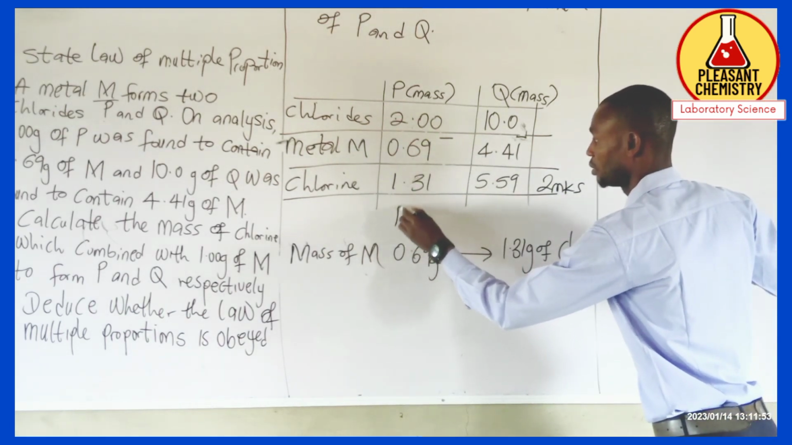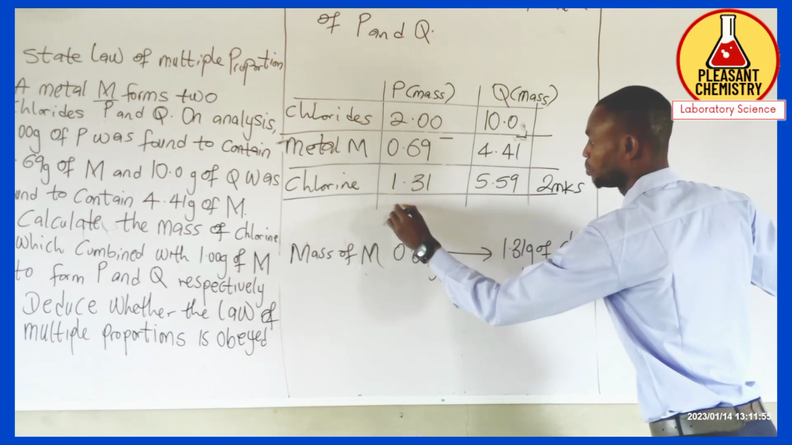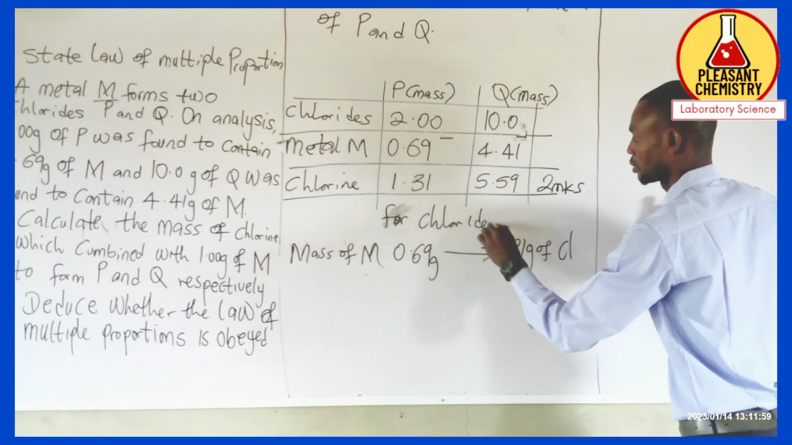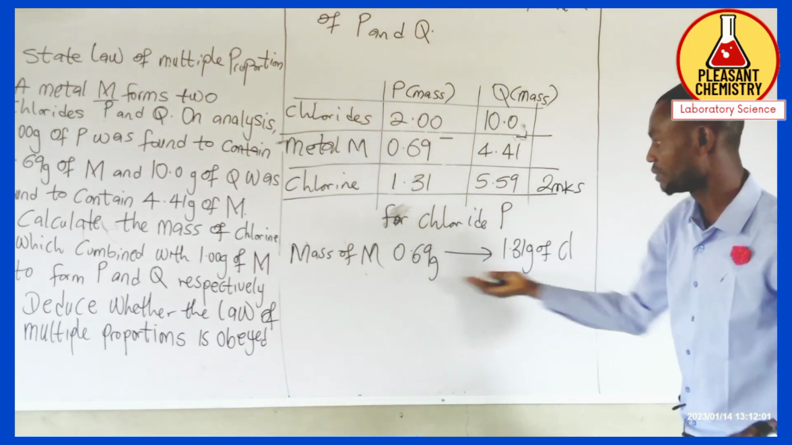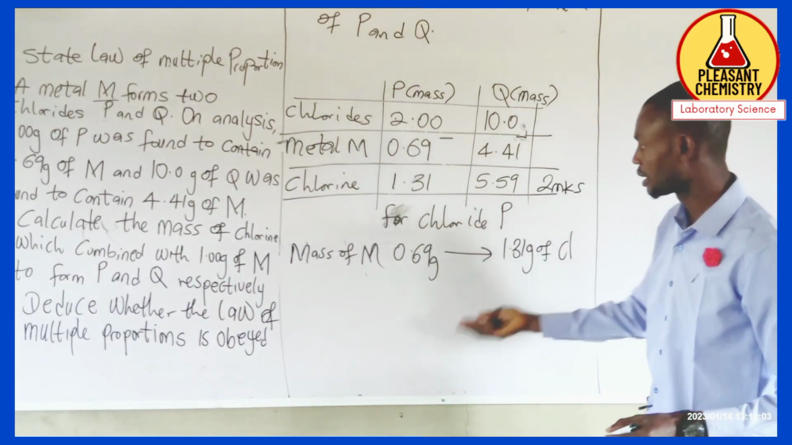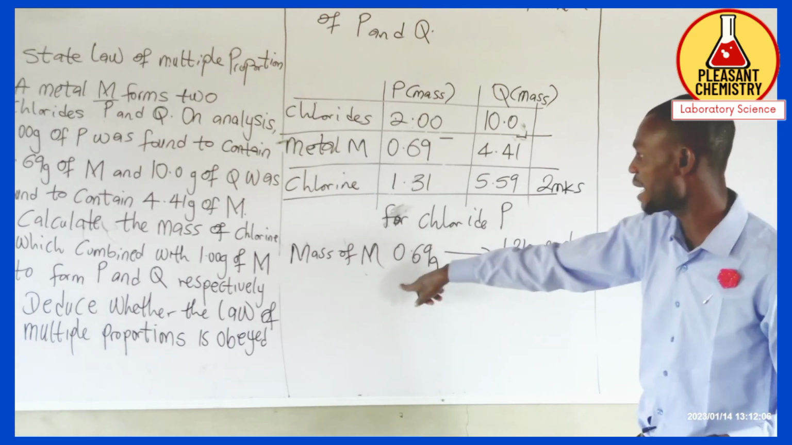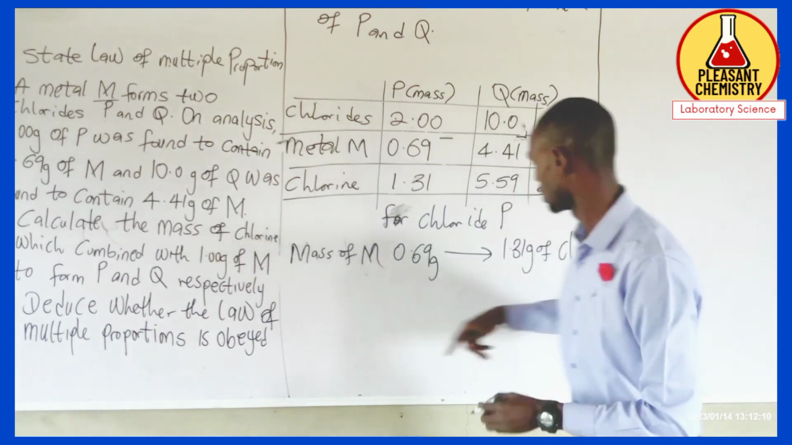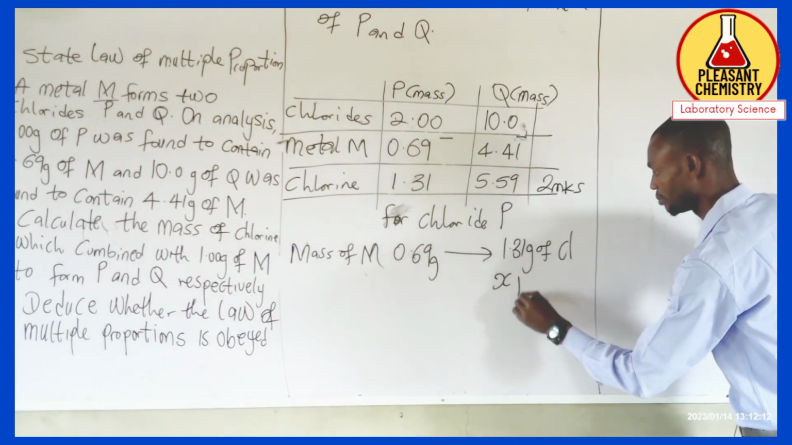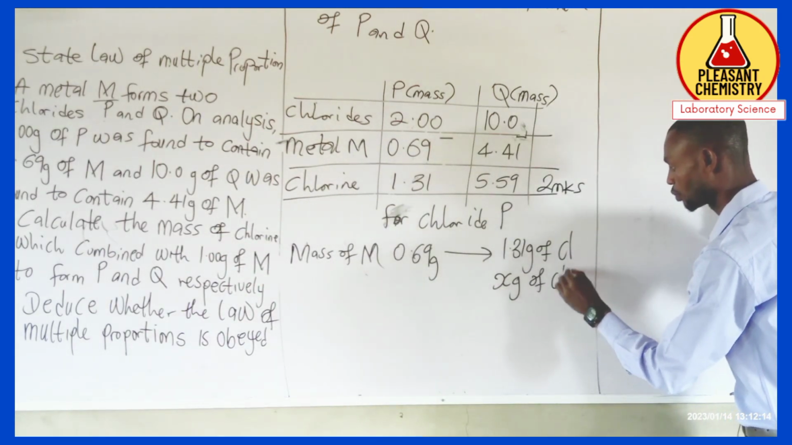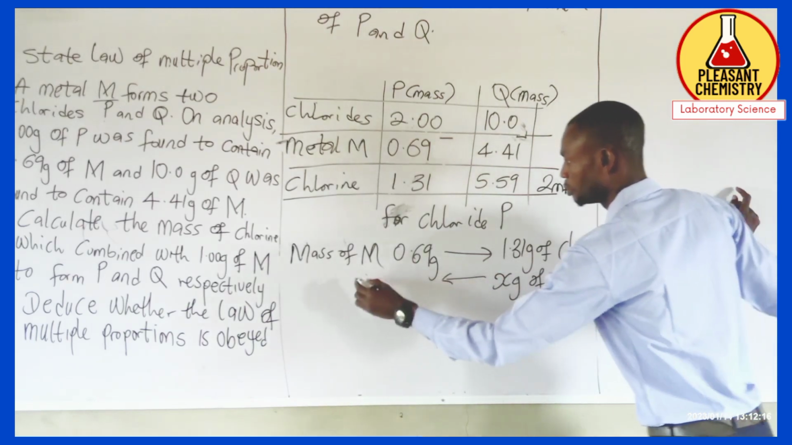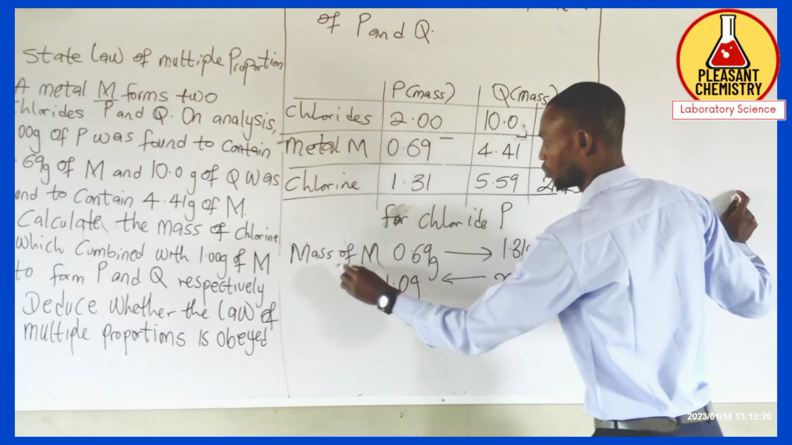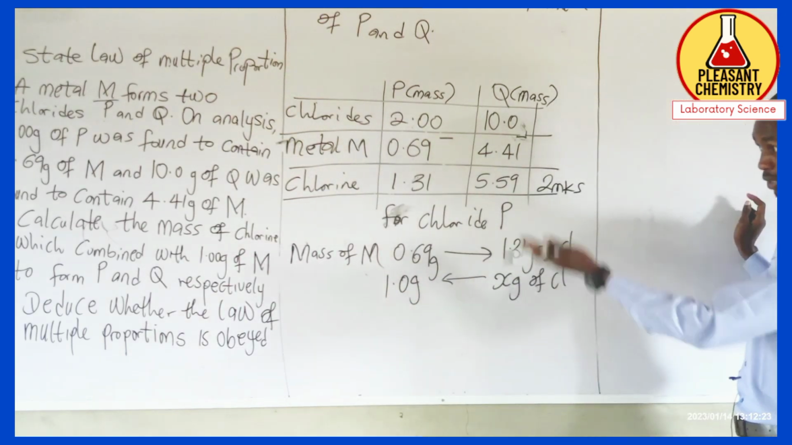For chloride P, we have this. Okay, now we are calculating the mass of chlorine according to the question. Let's represent it with S gram. S gram of chlorine will combine with what? 1.0 gram of what? Of N, according to the question.